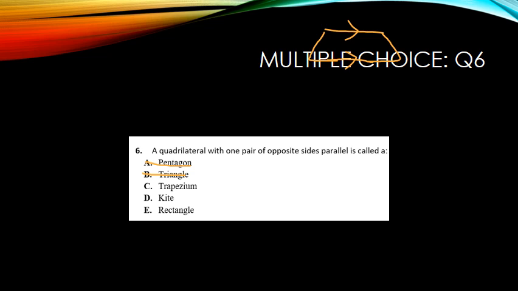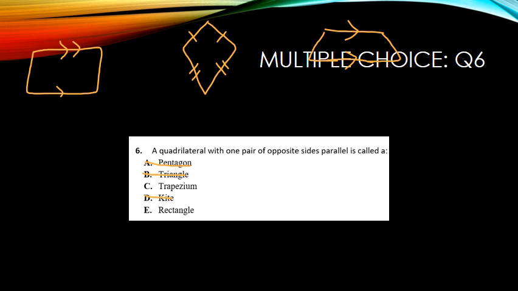But what about a kite? So a kite has some equal sides, but none of these are parallel. They all would meet with each other if we extended them. So it can't be a kite. Lastly, a rectangle. Well, a rectangle does have parallel sides, but it has 2 sets of pairs, not just one. So it can't be a rectangle. So our answer is C.